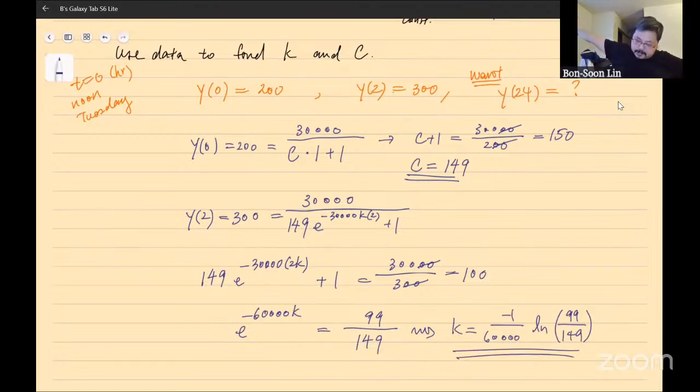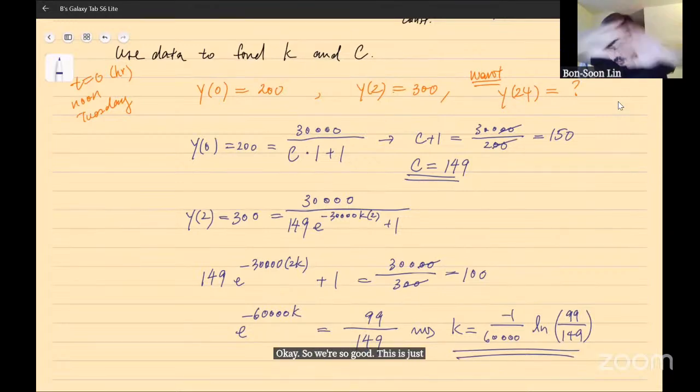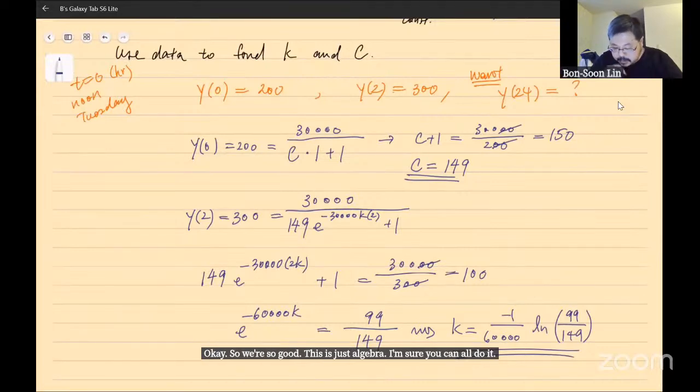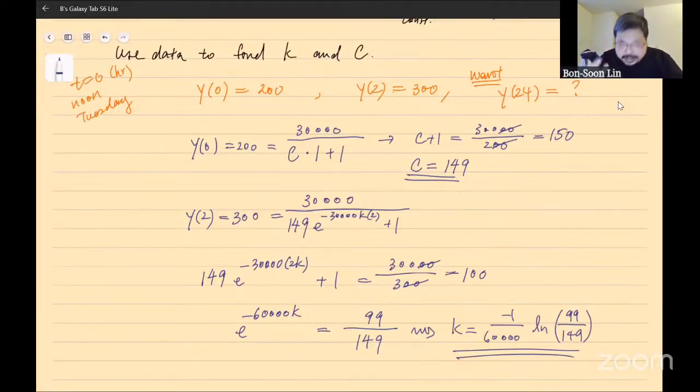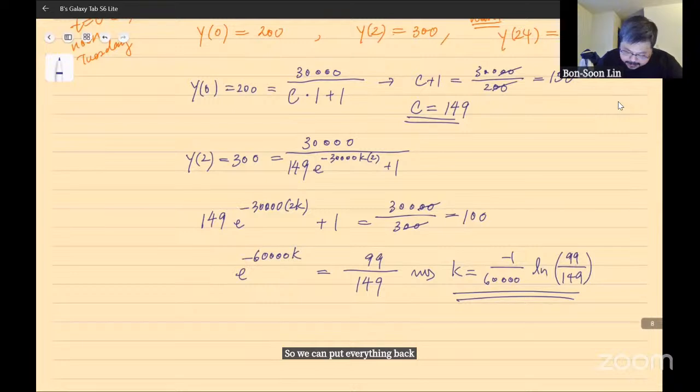Okay. So far, so good. Yeah, this is just algebra. I'm sure you can all do it. So we can put everything back into our function.